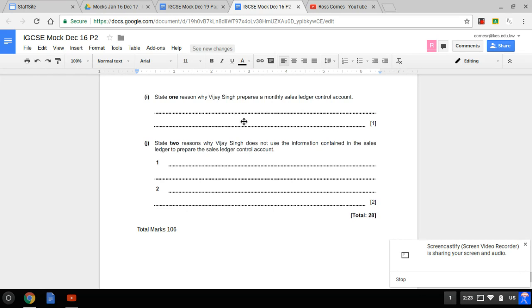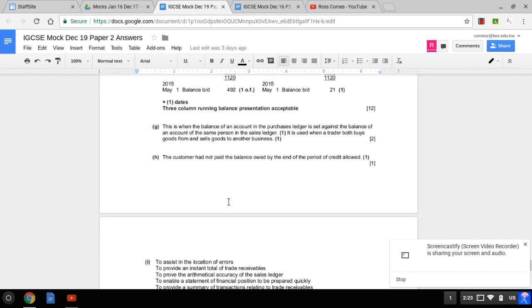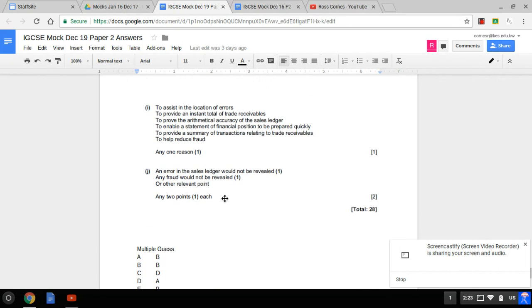One is it helps you to find errors. And the second one is it also helps to prevent fraud because you're looking at the information coming from the basic source. So, reasons for doing a sales ledger control account: systematic location of errors, and instantaneously finding out how much money the business is actually owed. So if you want to do a quick statement of financial position, for example, that's useful.